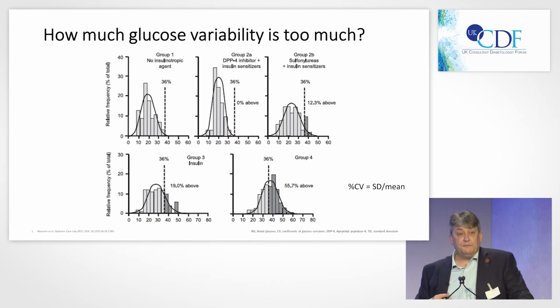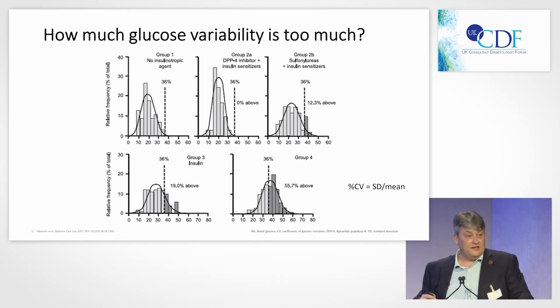Middle top graph looks at people on, if you like, sensitizing agents, metformin, DPP-4. And what's interesting about that group is that actually the variability measures, if anything, are slightly narrower in that population than they are in people on no specific medical therapy. However, once you start on the top right looking at sulfonylureas, you start to see higher levels of glucose variability coming in. And at that stage, you see approximately 10% of the population with the variability above this 36% CV mark.